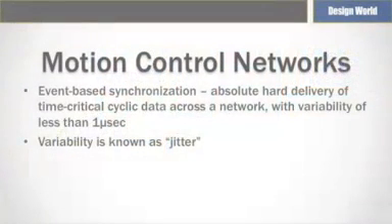Hi, I'm Miles Budimir with Design World Magazine, and we're here with another installment in our ongoing Motion Control Basics series. Today we're here to talk about motion control networks. Multi-axis motion control typically uses event-based synchronization. This level of synchronization is defined as scheduled, absolute hard delivery of time-critical cyclic data across the network. Delivery variability must be less than 1 microsecond, which is also known as jitter.